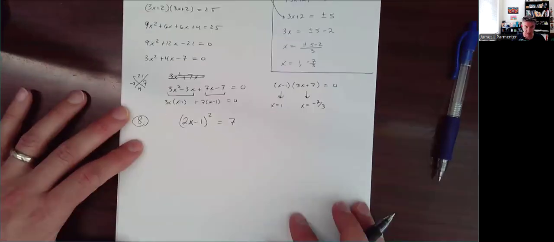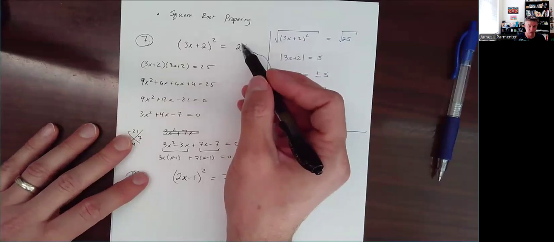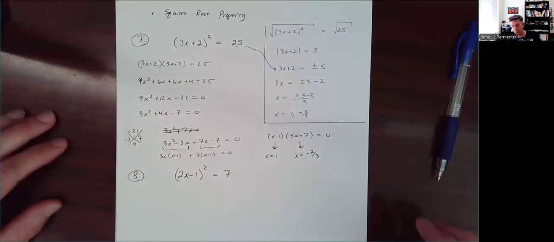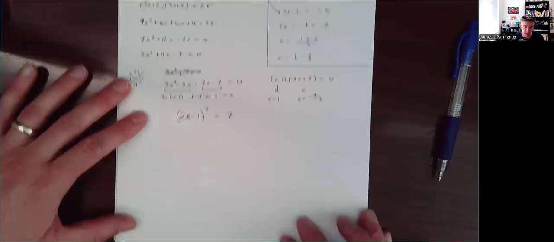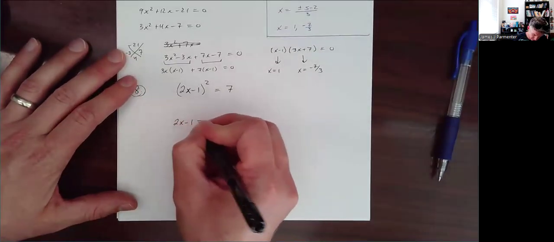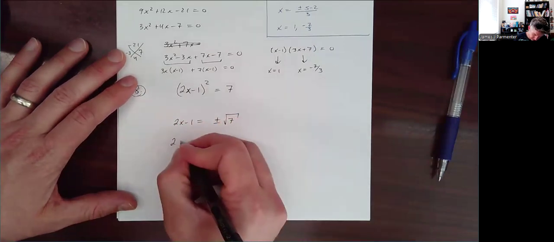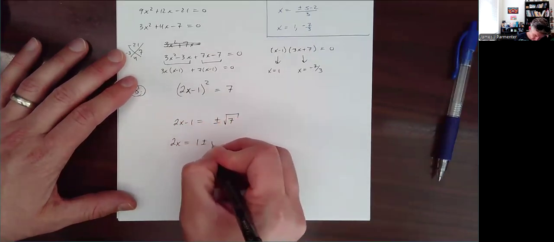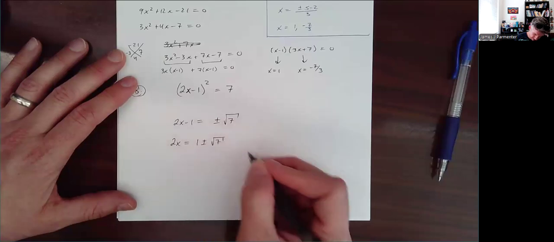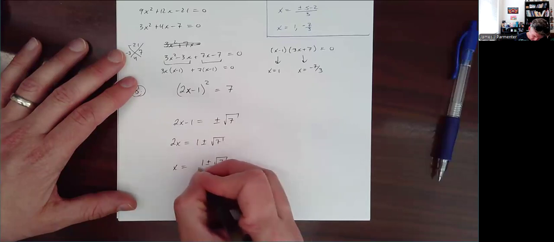Let's look at the second example. So you don't have to have a nice square number on this side for the square root property to work. It feels better if you do, but it's not required at all. So square rooting both sides here, we get 2x minus 1 equal to plus or minus the square root of 7. Add 1 to both sides. So you get 2x equal 1 plus or minus the square root of 7. Divide both sides by 2. So 1 plus or minus the square root of 7 all over 2.